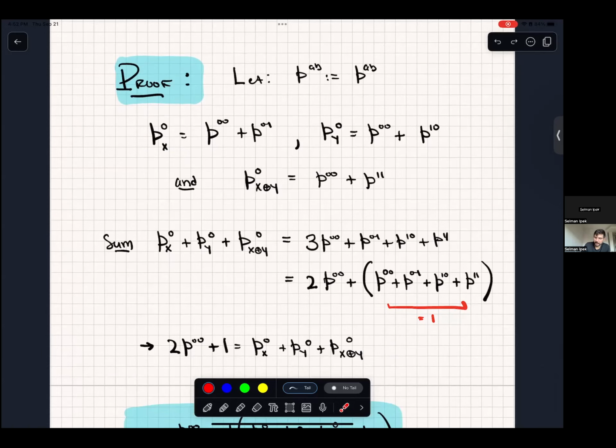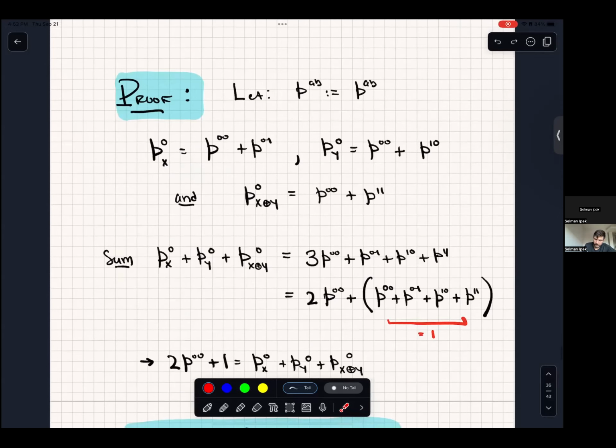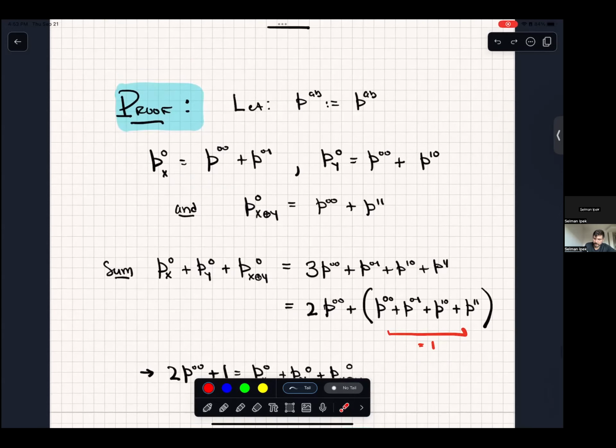So for simplicity, let's just write this. This is supposed to be xy. The xy component, just write this as p_ab so that we don't have to write the xy's all the time. And then we also have these three facts, which are just coming from these marginals here, which is that the zero components are given as follows. px0 is p00 plus p01, py0 is p00 plus p10, px+y0 is p00 plus p11.